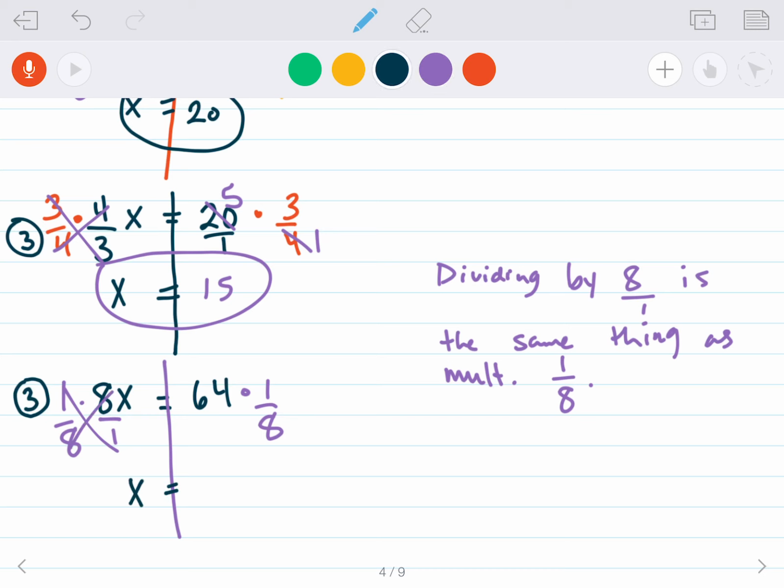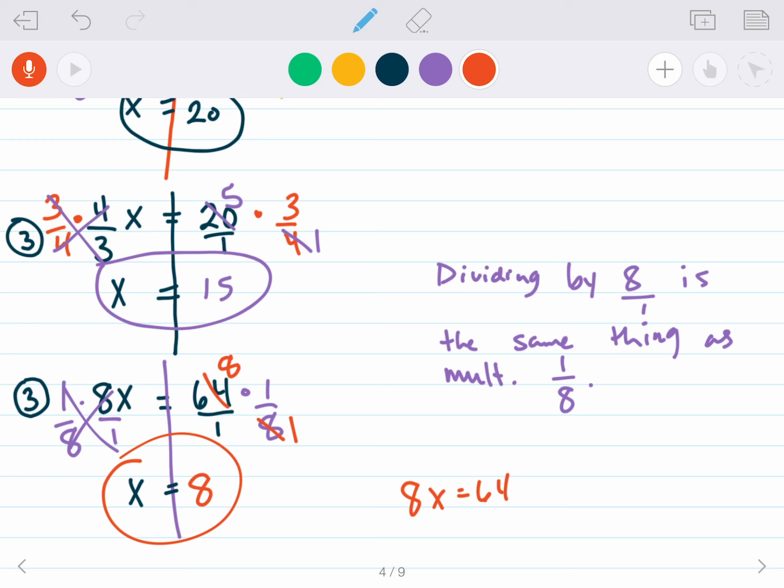On the right side, 64 over 1 times 1 over 8 cross simplifies. 8 goes into itself once, 8 goes into 64 8 times, multiply straight across to get 8 over 1, which is 8. So this is just a different perspective of looking at how to solve this. I mean, when you see this, obviously you shouldn't even introduce a fraction.